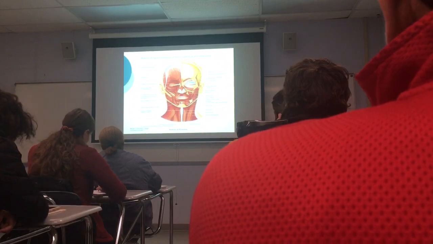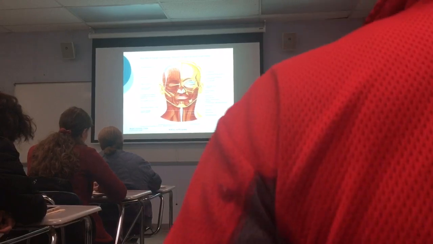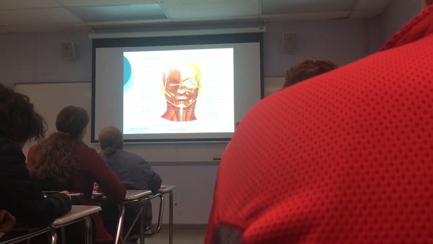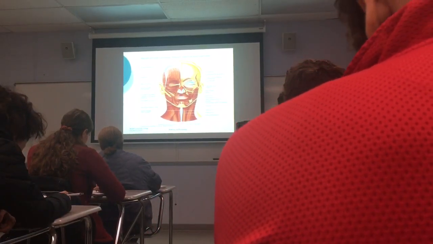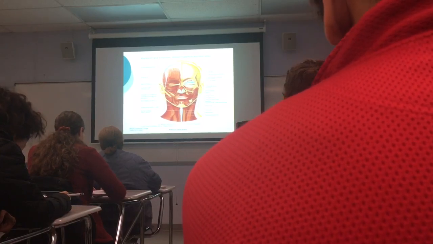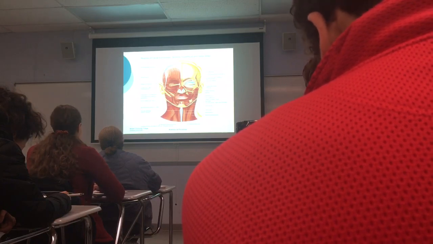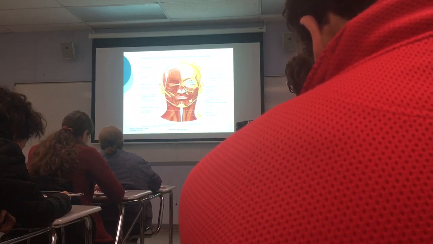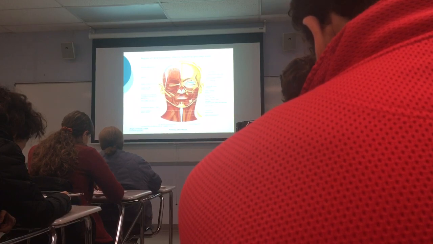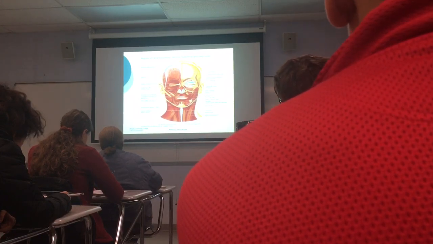The orbicularis oris closes the lips over the teeth, okay? And the levator labii superioris, it tells you where it is and what it does: it elevates the lips and it's on the superior side of the mouth. The depressor labii inferioris is going to depress the lips or make you frown, okay? The depressor anguli oris angles it.